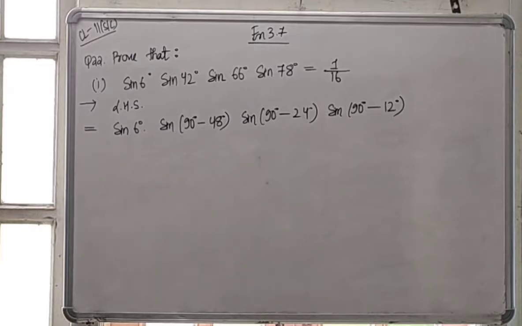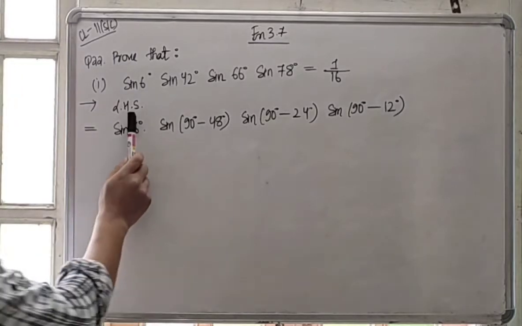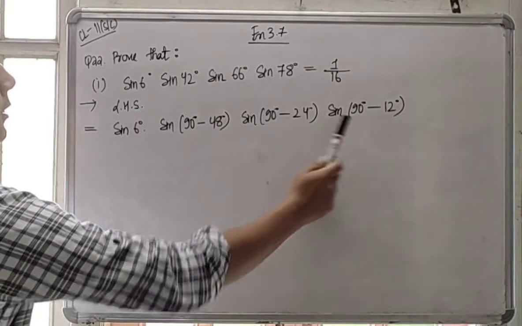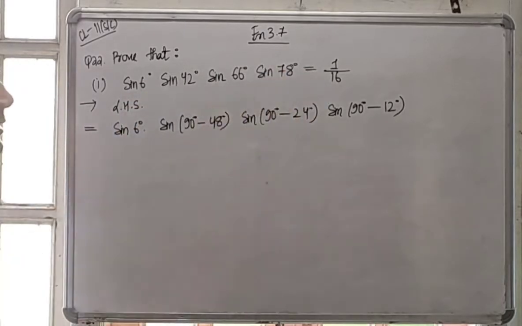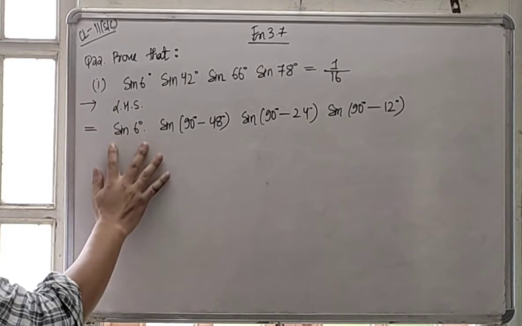The question is to prove that sin 6°, sin 42°, sin 66° and sin 78° is equal to 1/16. That is what we need to prove. So here I have the left hand side, which is this. Now this left hand side, how we'll write is sin 6° as sin 6.